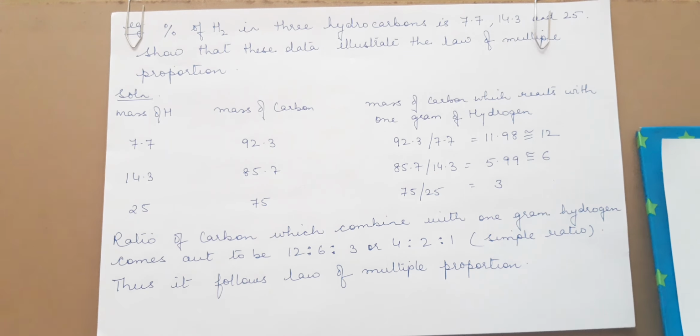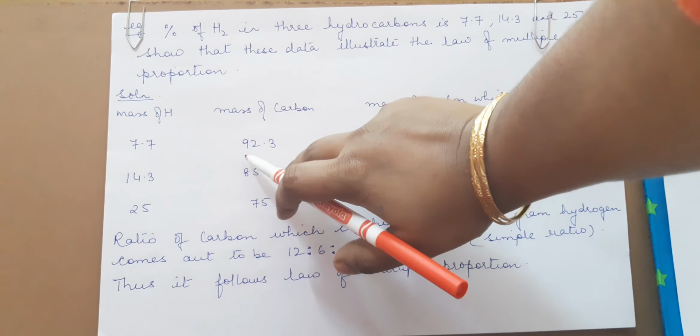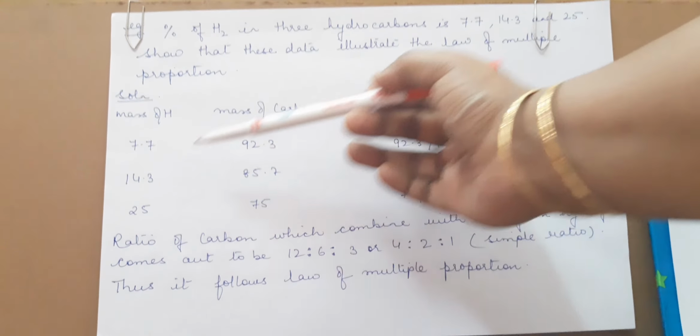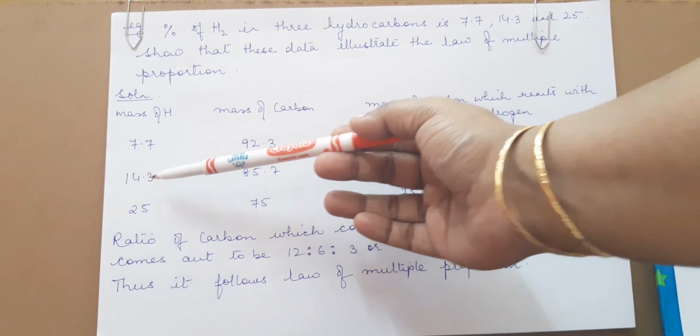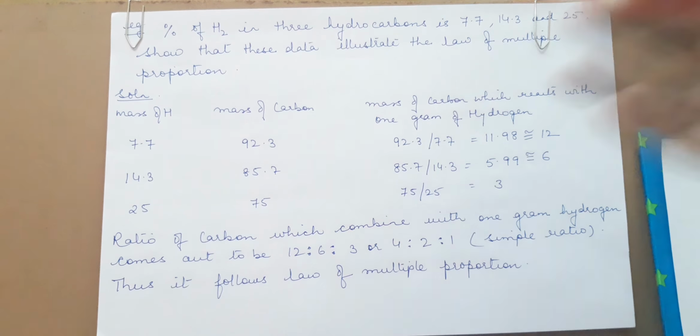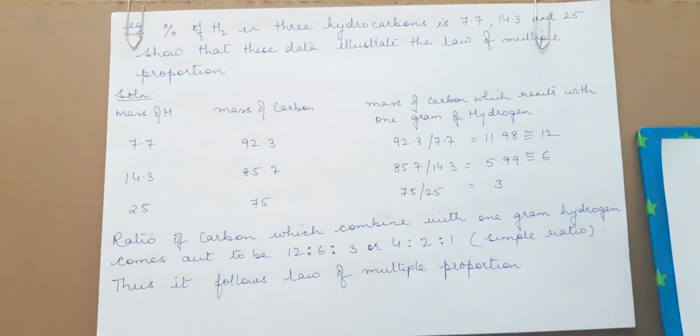It's a hydrocarbon, so the other element is carbon. Suppose 100 is the total value. So 7.7 is the mass of hydrogen. How much would be of carbon? 100 minus 7.7 will become 92.3. Mass of hydrogen is 14.3, so how much carbon would be there? 100 minus 14.3, 85.7. And mass of hydrogen is 25, means mass of carbon is 75.